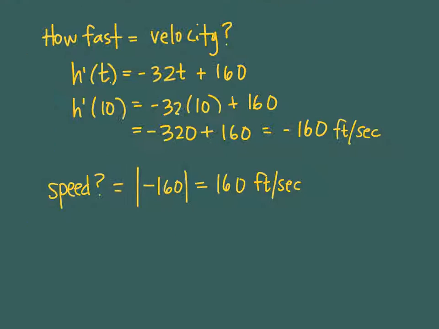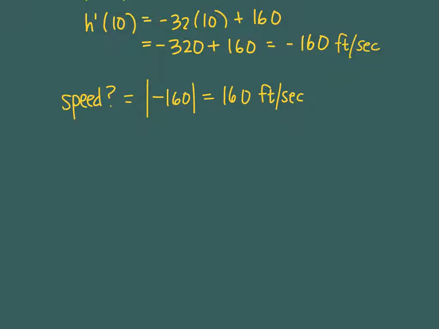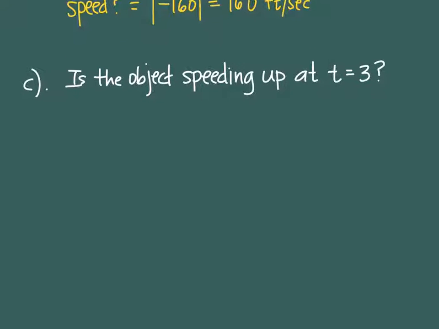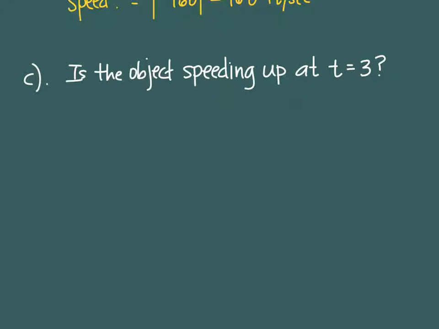Okay, question C. All right, our next question. Is the object speeding up at time equals 3? This is a tricky question just from an English standpoint. The phrase speeding up has nothing to do with speed. This is an English phrase. What's the opposite of speeding up in English? Slowing down. So if English is not your first language, just know that when we're talking about speeding up or slowing down, it actually has nothing to do with speed.